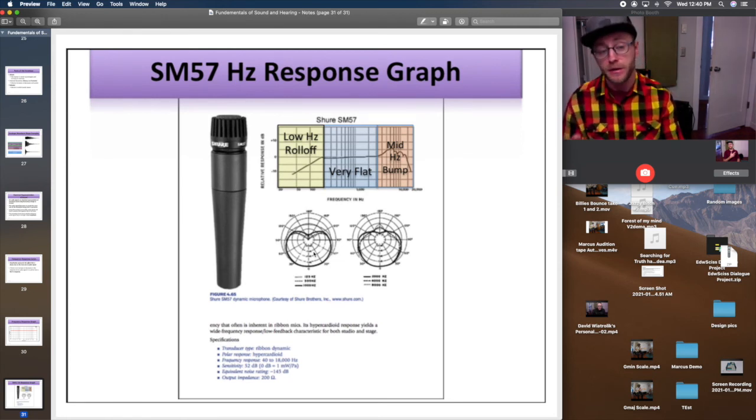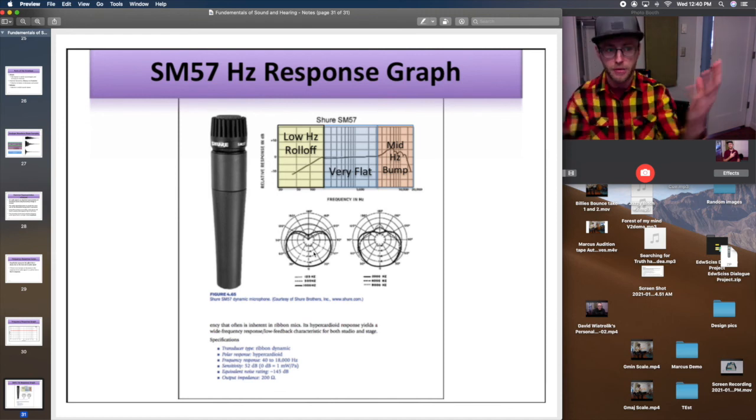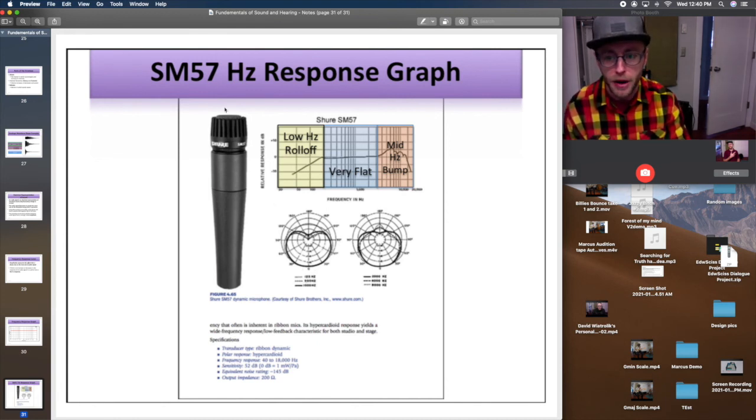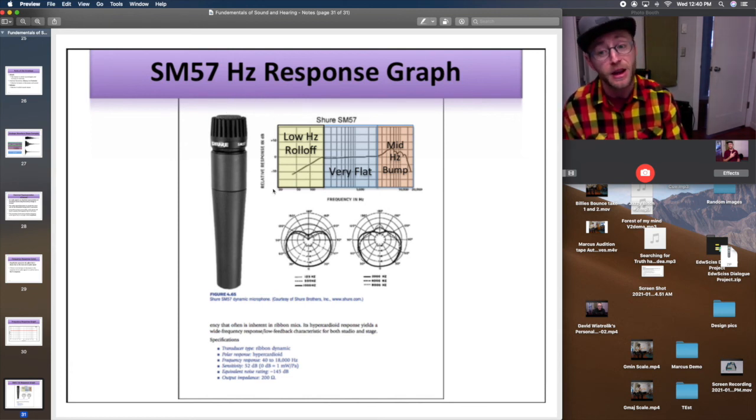Another thing about these curves or these diagrams that come with the microphone is the polar pattern. And this is kind of like how the microphone in a three-dimensional environment picks up sound. So most microphones, especially a dynamic microphone like an SM57, have what's called a cardioid polar pattern, which means it's going to pick up sound from the front of the microphone. As you go around the side of the microphone, it starts getting a little bit less, and from the back of the microphone, you can't hear much of anything.